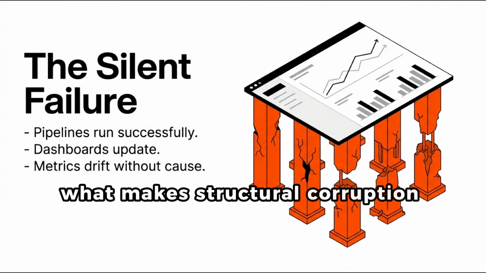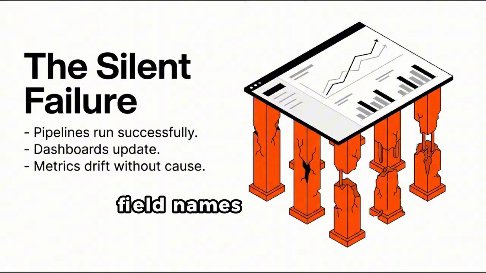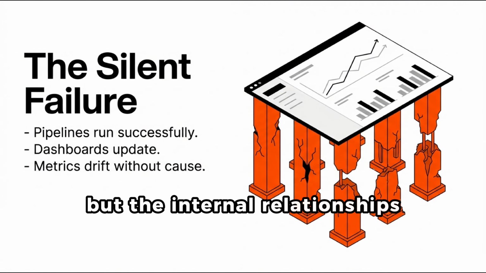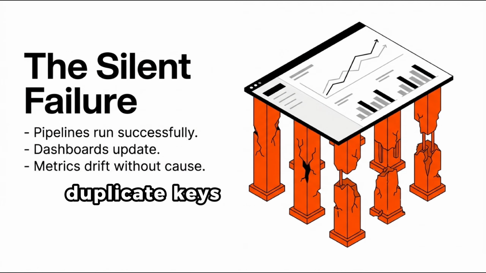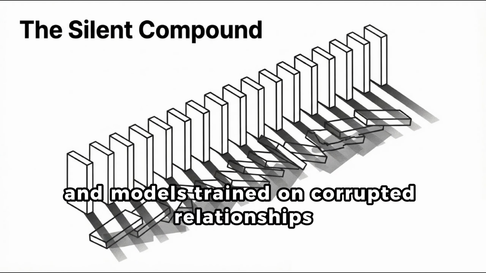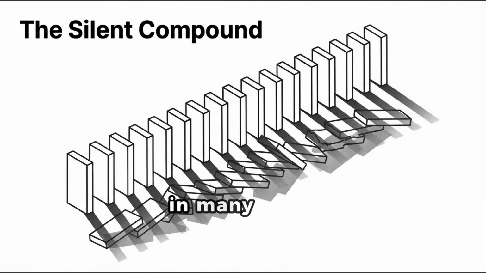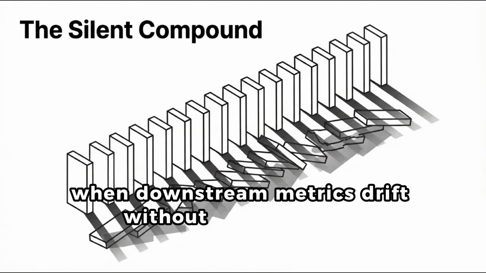What makes structural corruption especially dangerous is that it hides inside apparently valid data. Field names are present, types look correct, pipelines run successfully, dashboards update, but the internal relationships, the semantic glue, are broken. The consequences compound quickly. Duplicate keys break uniqueness assumptions. Broken foreign keys reduce join integrity. Misaligned hierarchies distort aggregations. And models trained on corrupted relationships learn patterns that don't exist. In many cases, teams only notice structural corruption when downstream metrics drift without obvious cause.